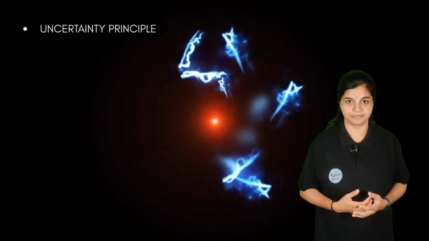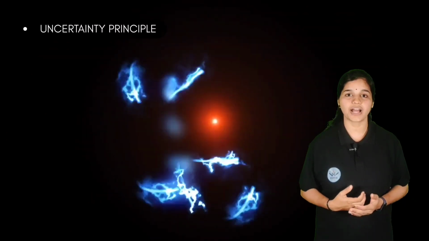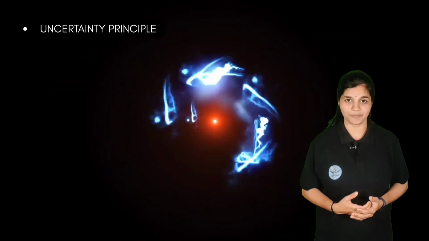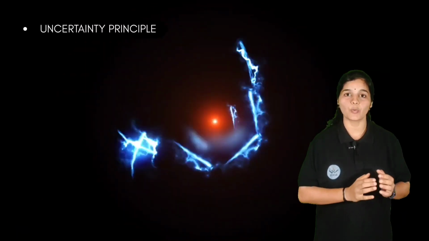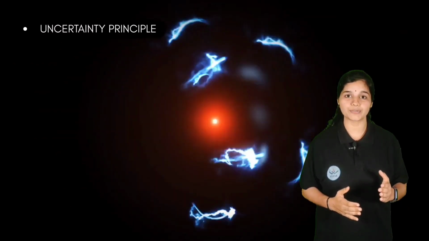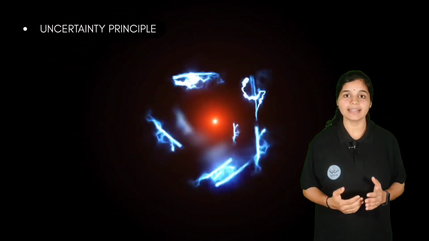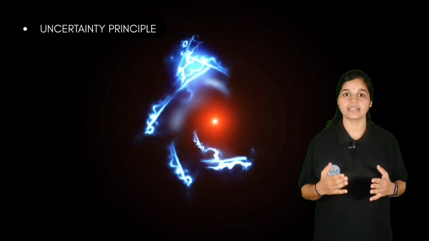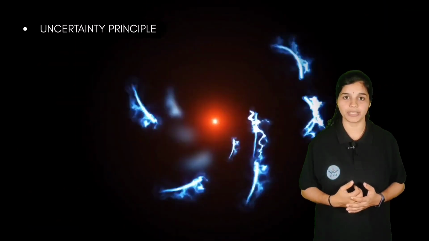The effect of Heisenberg's uncertainty principle is significant only for the motion of microscopic objects and is negligible for the motion of macroscopic objects.